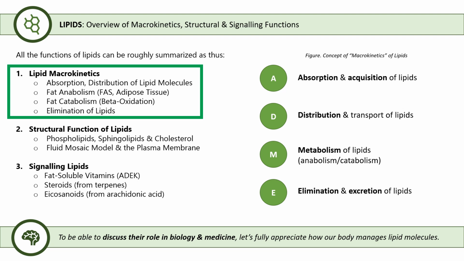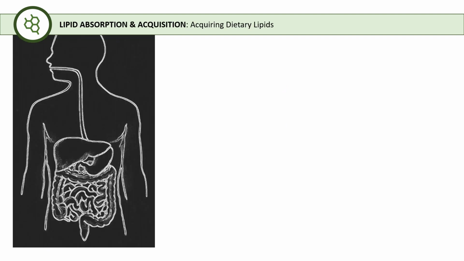However, I think a better approach for all of our macronutrients is to discuss what could be referred to as their macrokinetics, i.e. how we absorb them or acquire them, distribute them, i.e. transport them around our body, metabolize them, which means catabolize or anabolize them, and eliminate them. This will tell the full story of the nutrient, and then we will be much more equipped to discuss their biological and medical relevance. Let's start by talking about how we even acquire the fatty acids and cholesterol that are present in all of our cells in our body.